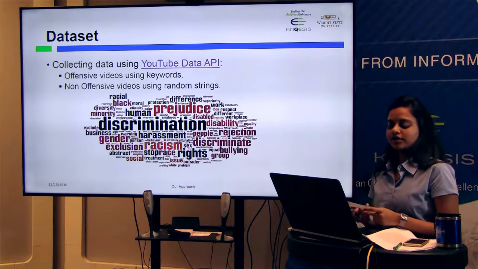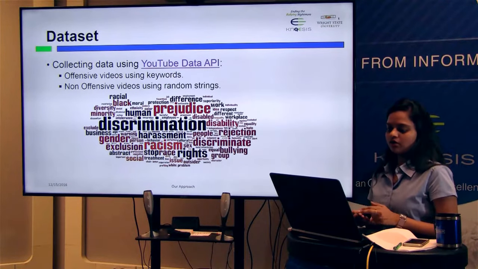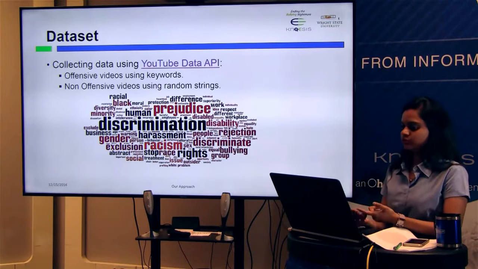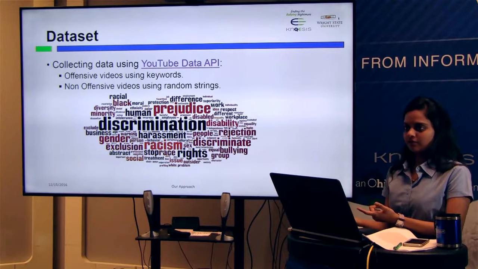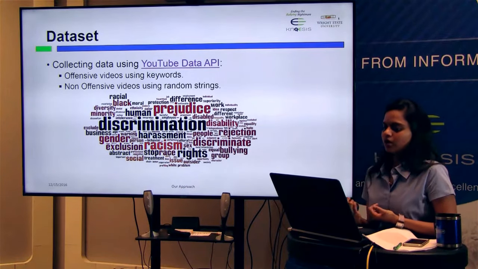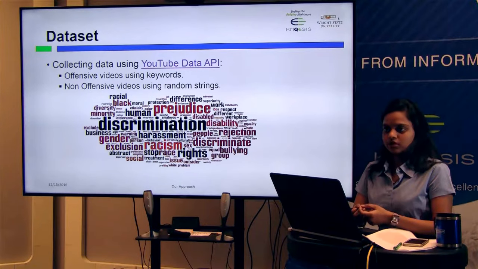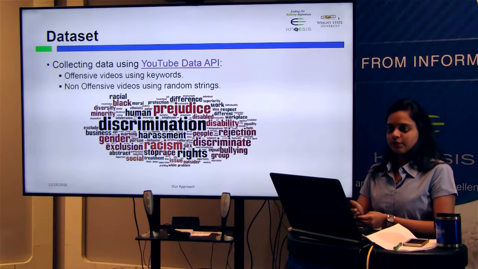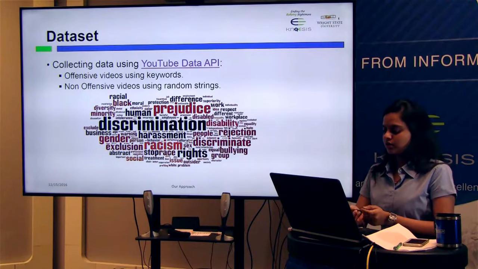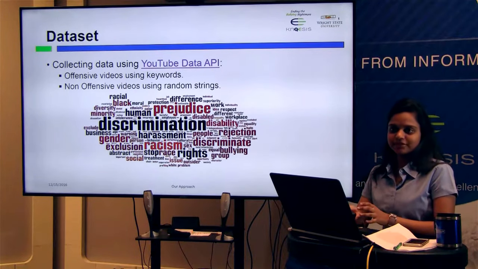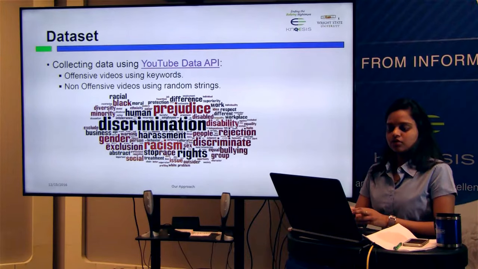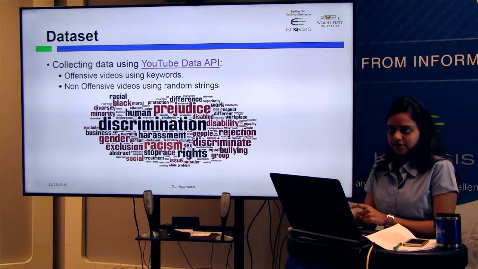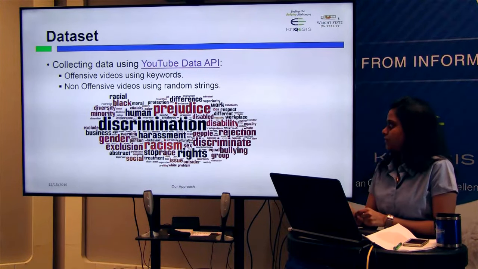Here is the first step of our framework, crawling data from YouTube. We collected data from YouTube using the YouTube Data API that is available. Initially, we started with random videos to find whether a video is offensive or not. But with our observations, we found that the dataset doesn't have a significant number of offensive videos. So we thought to enhance that dataset, and we used some keywords to enhance it. Here are some keywords that we used.